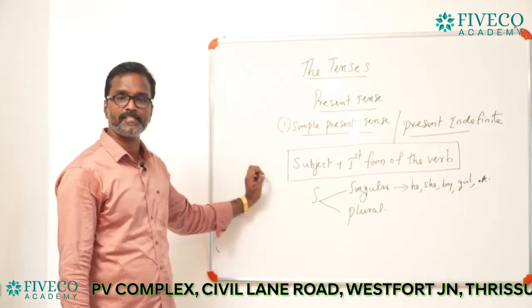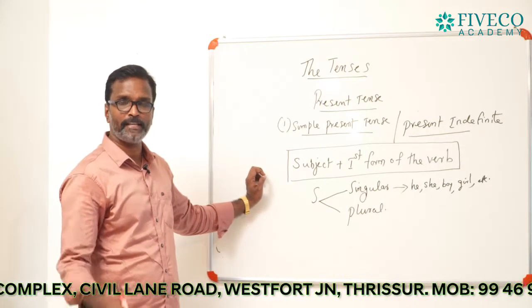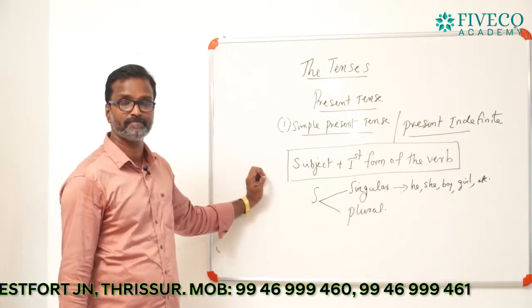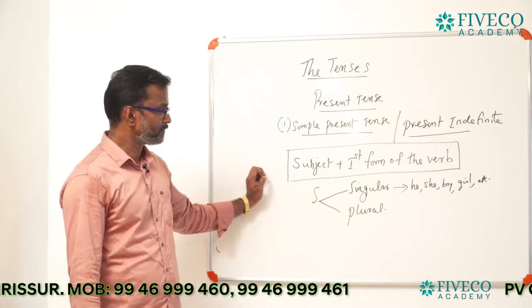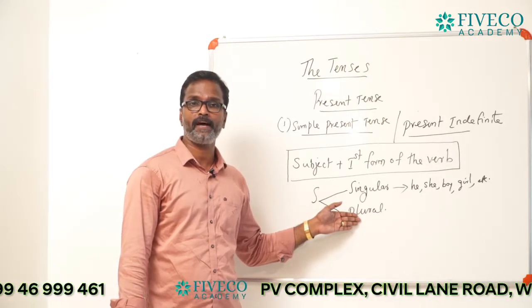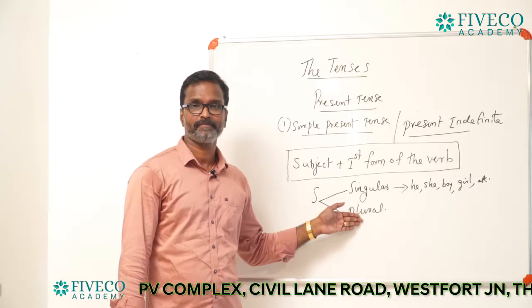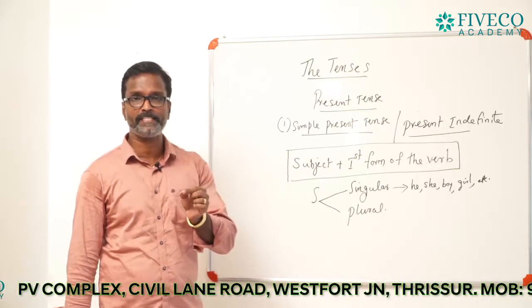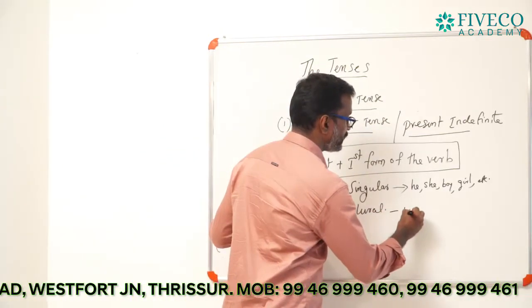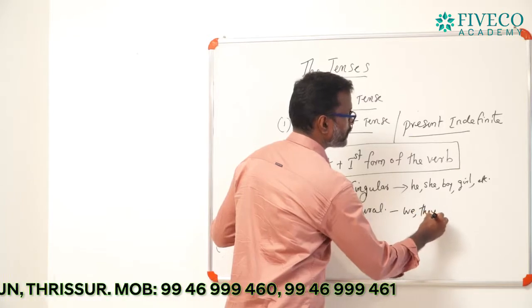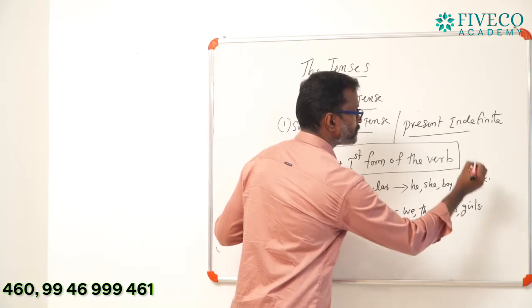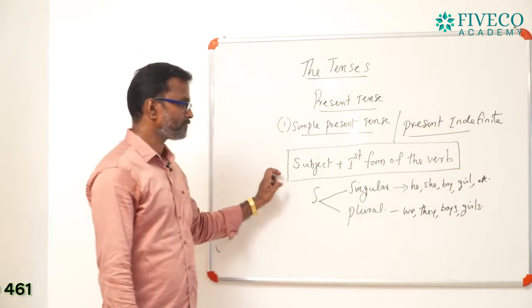And you can mention some names, the name of your friend, a singular subject. So, what is plural? Plural means if the action is done by more than one person. If the action is done by more than one person, that is called a plural subject. For example, we, they, boys, girls, etc. You can say a lot of examples.